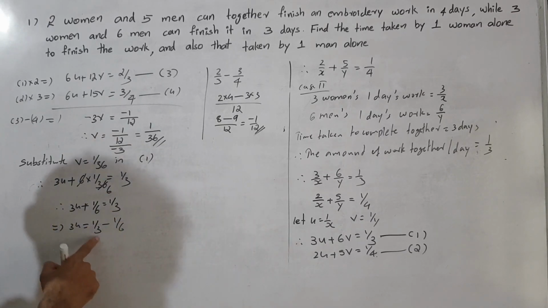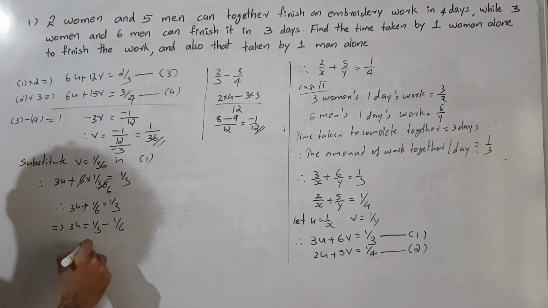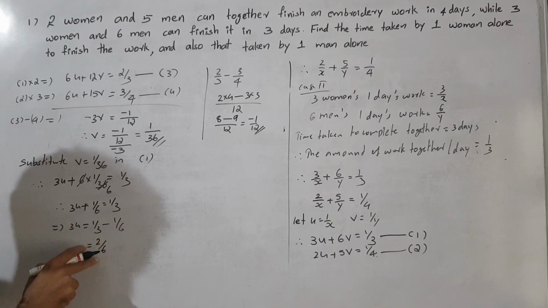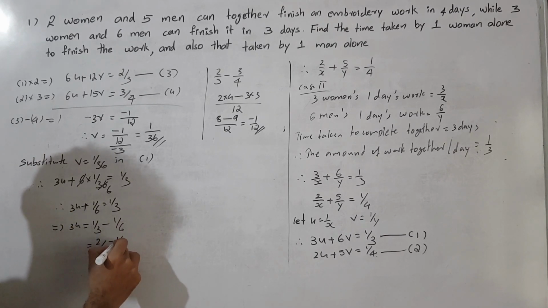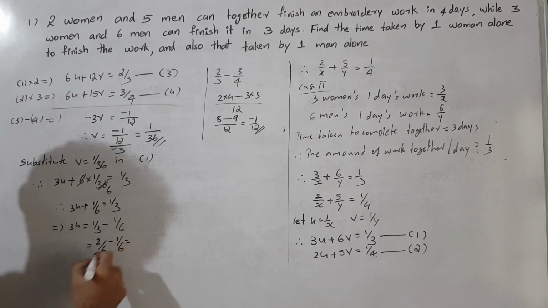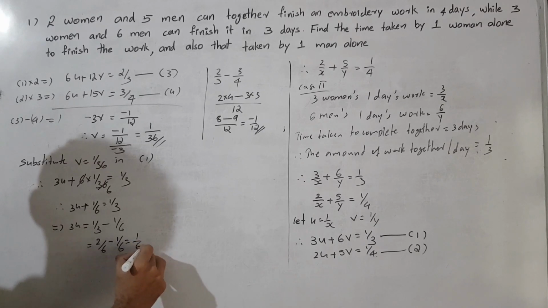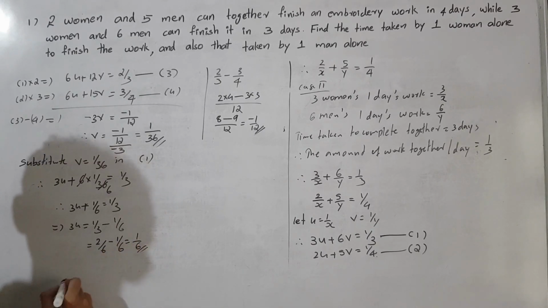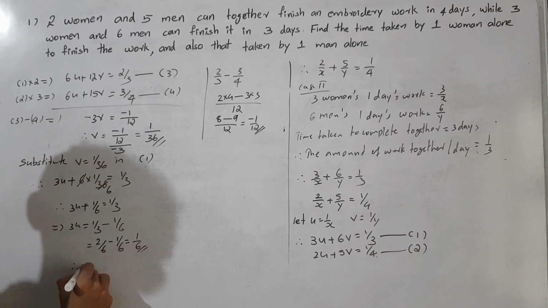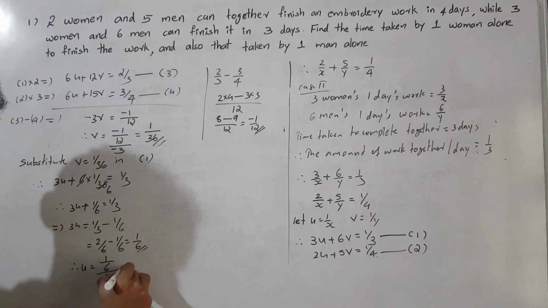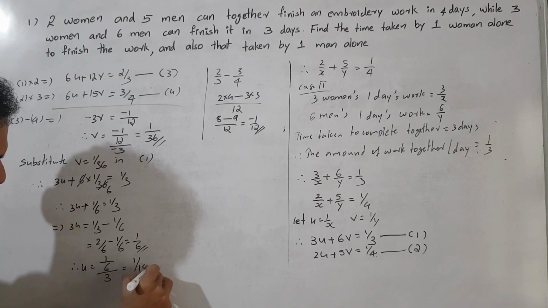Then here we make the denominator equal. 1 by 3 becomes 2 by 6, multiplying both numerator and denominator by 2. 2 by 6 minus 1 by 6 is equal to 1 by 6. So now 3u is equal to 1 by 6. Therefore u is equal to 1 by 6 divided by 3, which is 1 by 18.